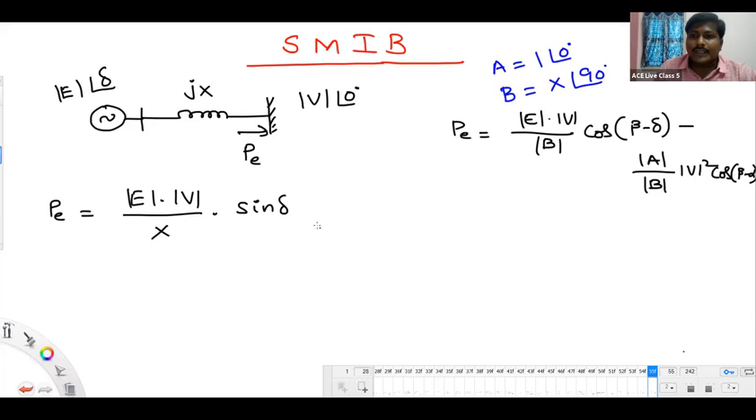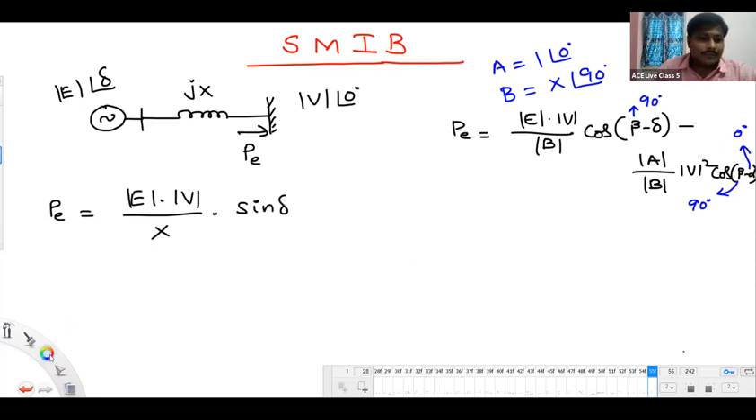All of you look here quickly. 1 at an angle 0, X at an angle 90. So this beta you can keep as 90 degree, and alpha you can keep as 0 degree. Cos of 90 minus 0, cos 90, that will be 0. The second term will become 0.